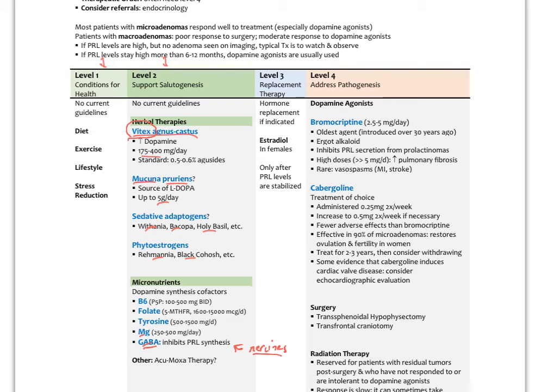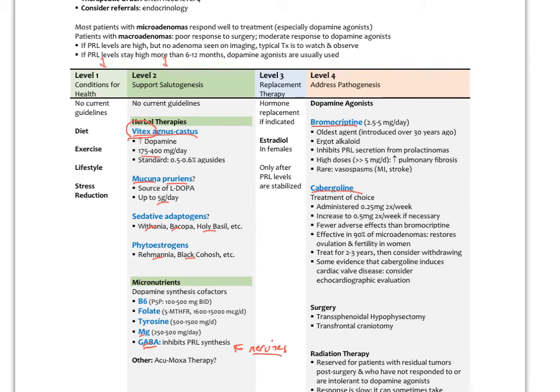Generally, if the prolactin levels stay high for more than 6 to 12 months, then we jump over to the dopamine agonist. So if that hasn't worked, then we're going to think about, usually the cabergoline is going to be the treatment of choice. And that's going to be administered about 0.25 milligrams 2 times a week. We increase to 0.5 milligram 2 times a week if necessary. That replaces the older agent, which is bromocriptine. This is an ergot alkaloid.